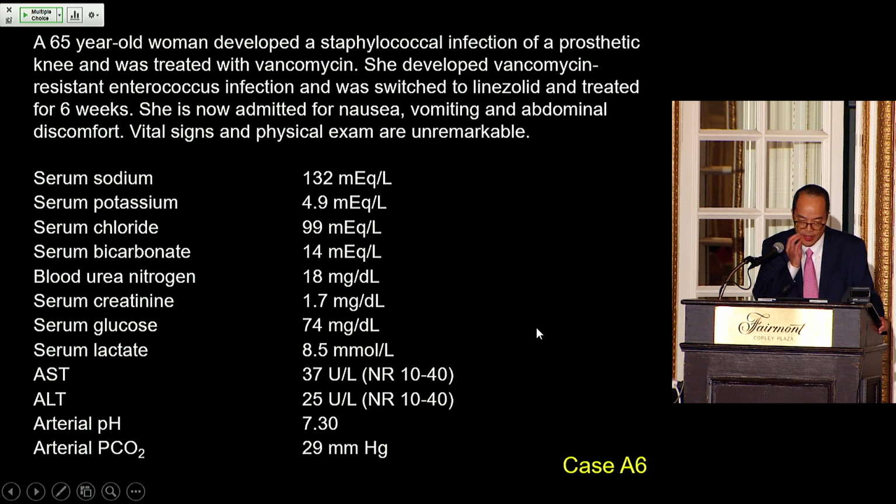Okay, next. A 65-year-old woman developed a staph infection of a prosthetic knee and was treated with vancomycin. She developed vancomycin-resistant enterococcus and was switched to linezolid and treated for 6 weeks. She's now admitted with nausea, vomiting, and abdominal discomfort. She has a bicarb of 14, lactate of 8.5, AST and ALT are normal, arterial pH is 7.3, and PCO2 is 29.